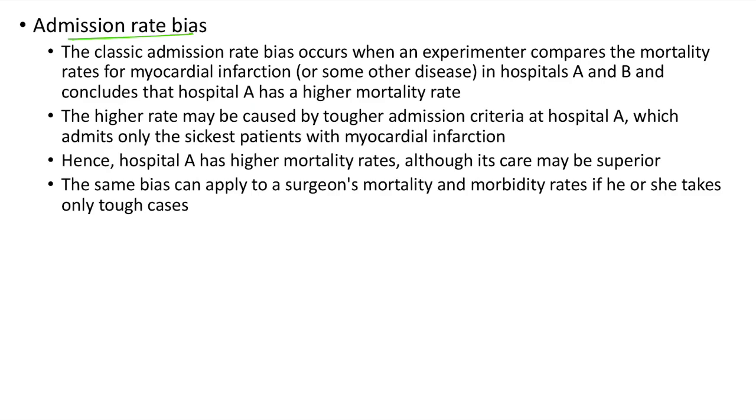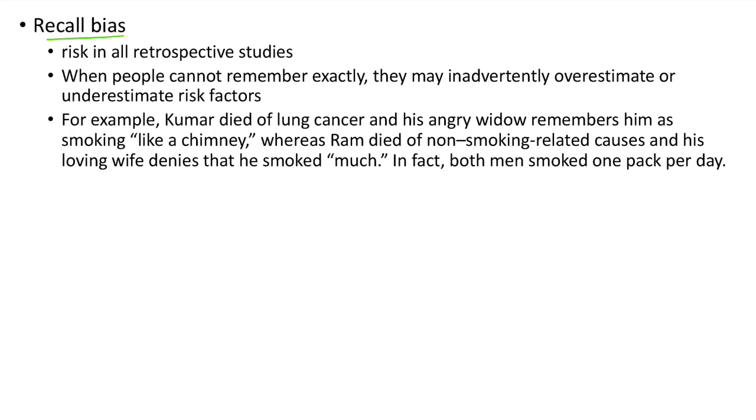Now let us see about admission date bias. The classic admission date bias occurs when an experimenter compares the mortality rates for myocardial infarction or some other disease in hospitals A and B and concludes that hospital A has a higher mortality rate. The higher mortality rate may be caused by tougher admission criteria at hospital A, which admits only the sickest patients with myocardial infarction. Hence, hospital A has higher mortality rates, although its care may be superior. The same admission rate bias can apply to a surgeon's mortality and morbidity rates if he or she takes only tough cases.